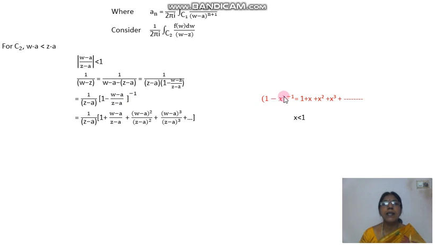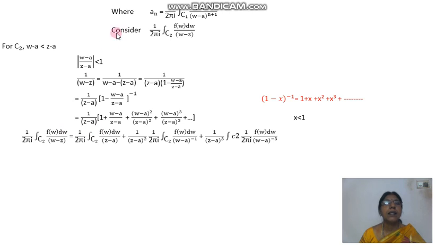Now use 1 minus x inverse is equal to 1 plus x plus x square and so on, for x less than 1. Here we observe w minus a by z minus a is less than 1. So this is in the form of 1 minus x inverse. You write this expansion for this one. In place of x in this formula, we have w minus a by z minus a. Now expand this series by using this formula. We get 1 by z minus a, 1 plus and so on.